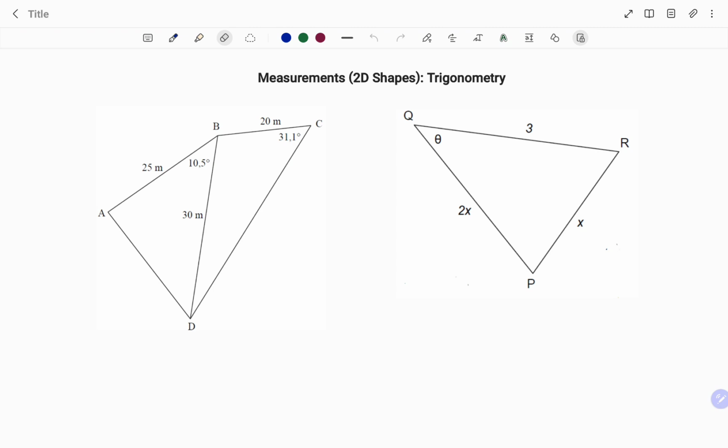In the first example, we have a quadrilateral ABCD, the line AB equals 25 meters, BC equals 20 meters, the line BD equals 30 meters, and angle ABD equals 10.5 degrees. Angle BCD equals 31.1 degrees. We are to find 1. The area of triangle ABD, 2. The size of angle BDC, and 3. The length of CD.